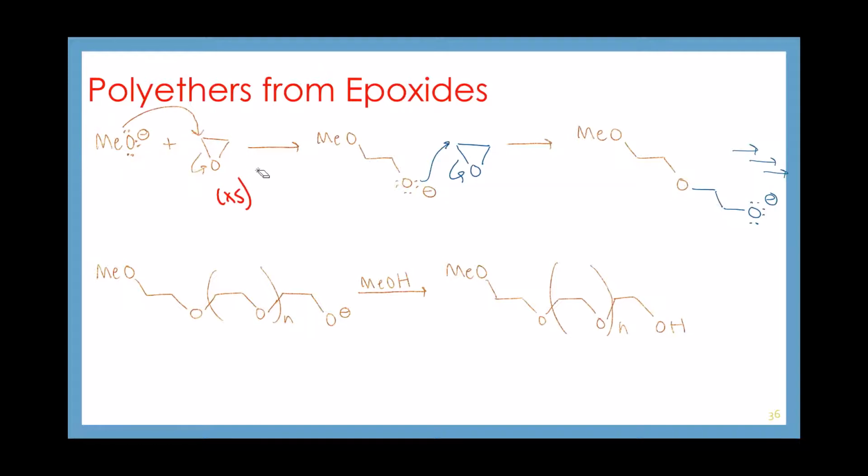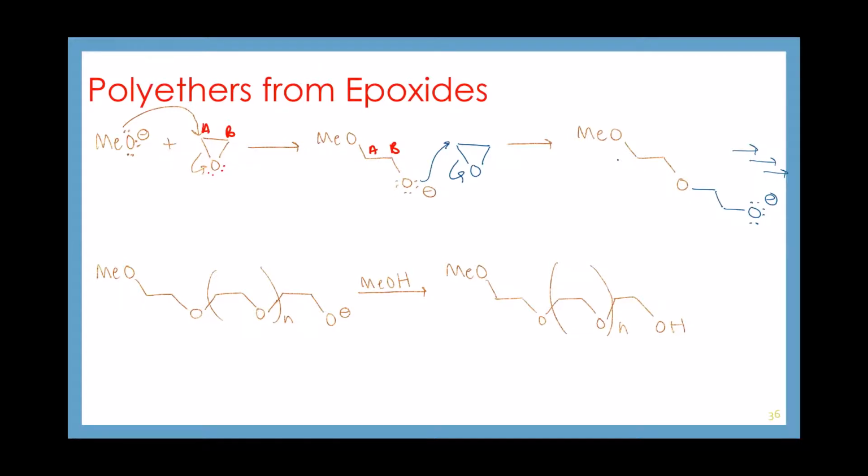So the nucleophile attacks the epoxide. You break open the epoxide ring. This is carbon A, this is carbon B, carbon A, carbon B. Now you have an alkoxide, which just continues the reaction. You keep adding on ethers until you run out of epoxide material, basically.